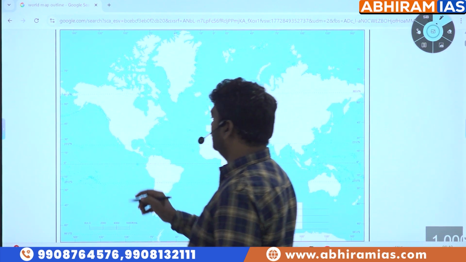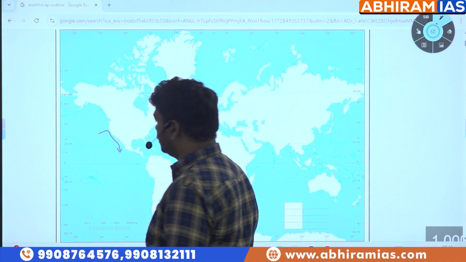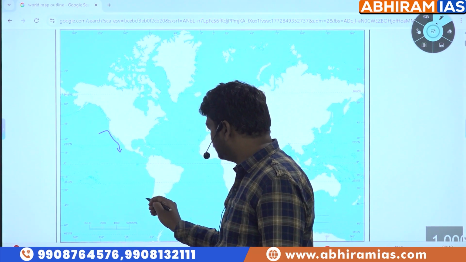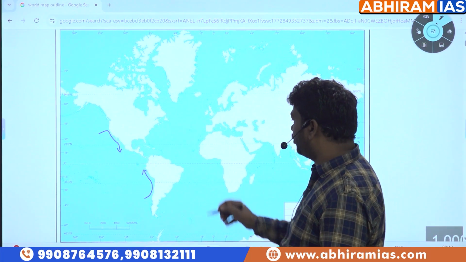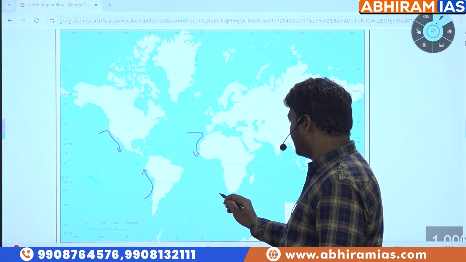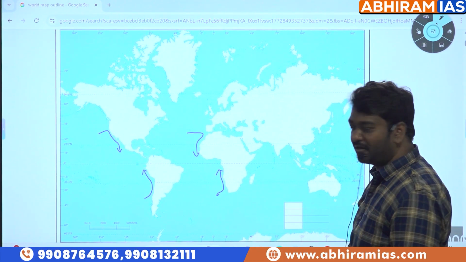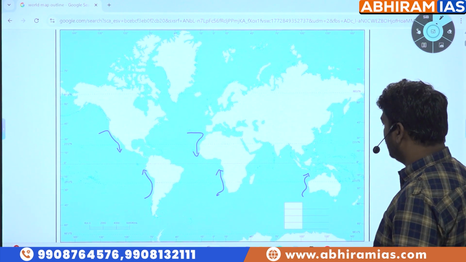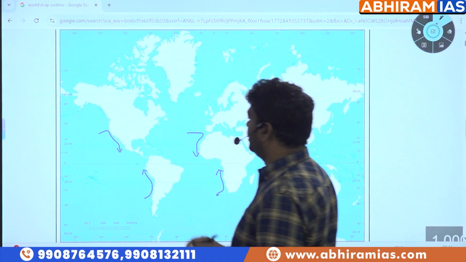Try this. What is this? California cold current. Peru, Chile, Humboldt current. Good. Canary current. Benguela current. Which side of the continent are we talking? Western side. Yes.